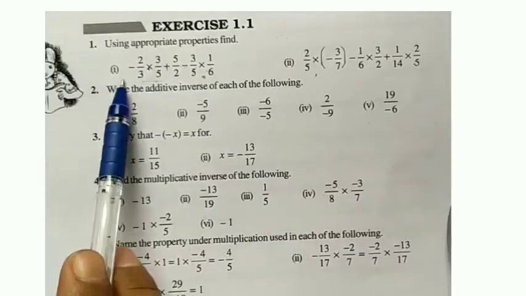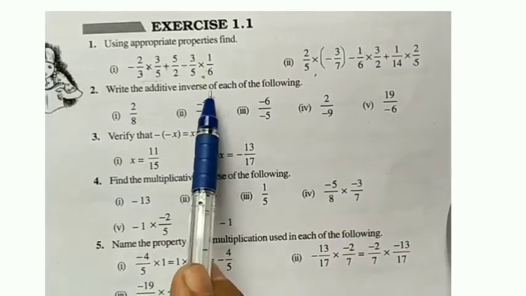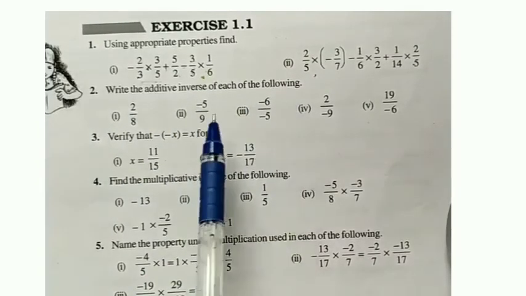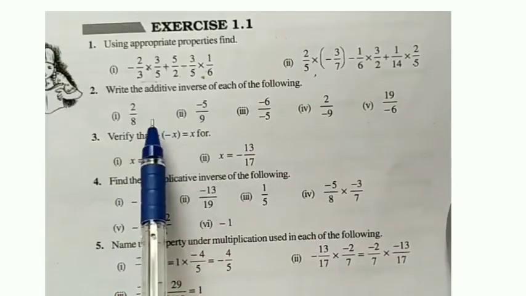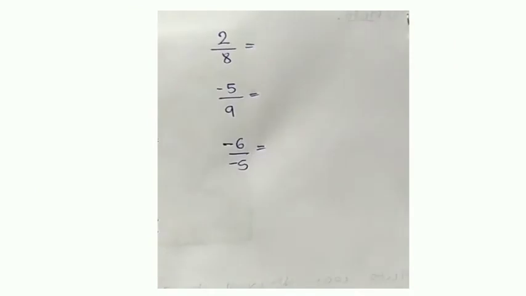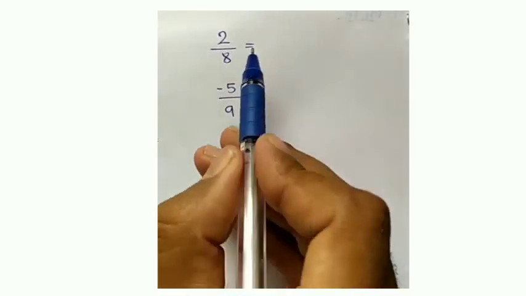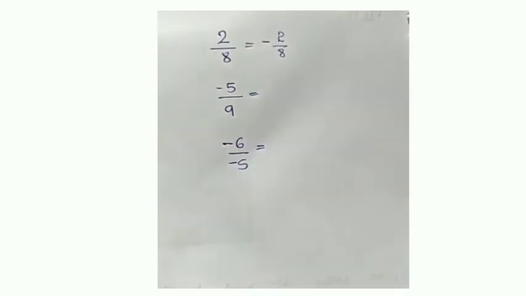So here, the first one is for your homework. Now I will solve the second one. Write the additive inverse of each of the following. Simple thing. Additive inverse means you have to take it into negative format. So here 2 by 8 is given. So how to write this 2 by 8? Simple thing. Take minus. So minus 2 by 8.